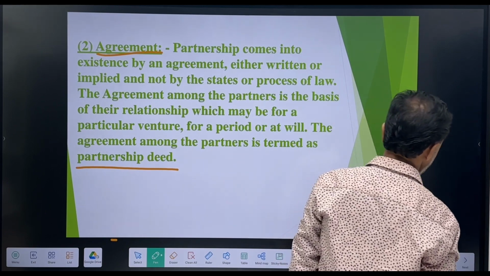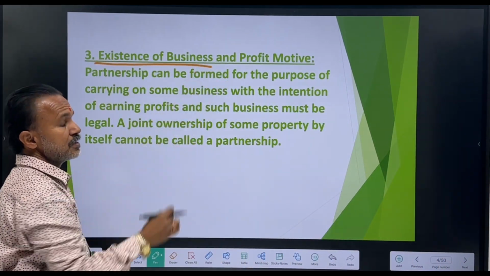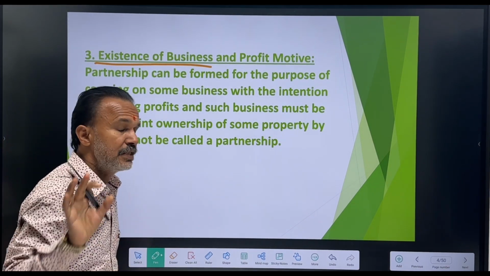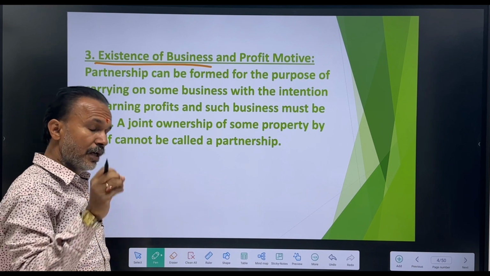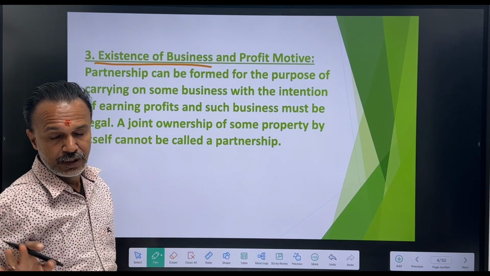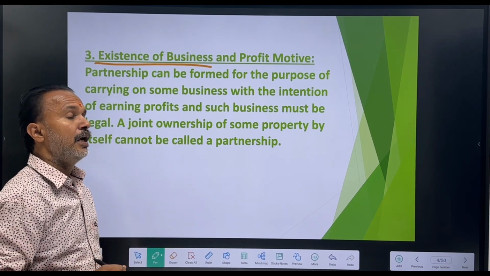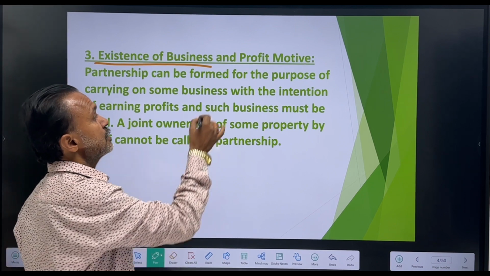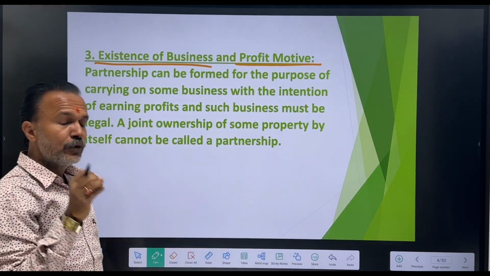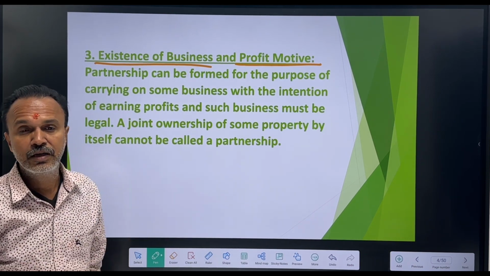Third, existence of business. There must be a business between partners, and this business will be a legal business. If the partners are doing any illegal business, then it is not called partnership. Business should be legal, and the objective of the business is earning profit. If the profit motive is missing from any business, then it is not called partnership.